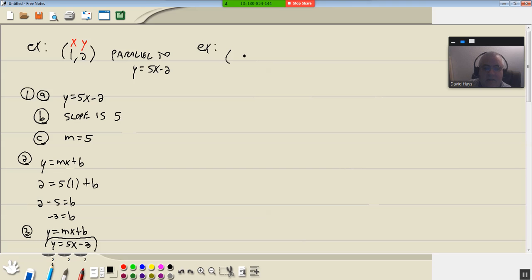Now let's say I had point (2, 3), and it's perpendicular to, let me see, 6x minus 3y is equal to 2. Step 1: find the slope, find m. Our first substep says to write the given line in slope-intercept form.